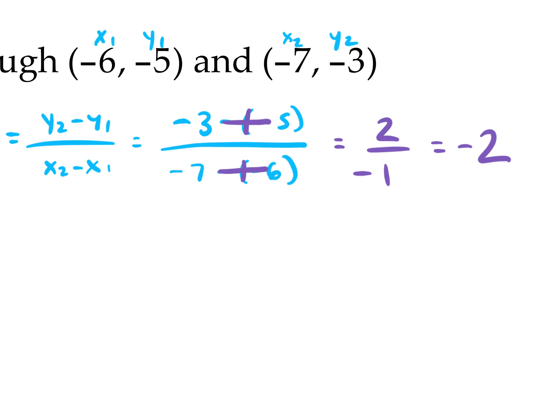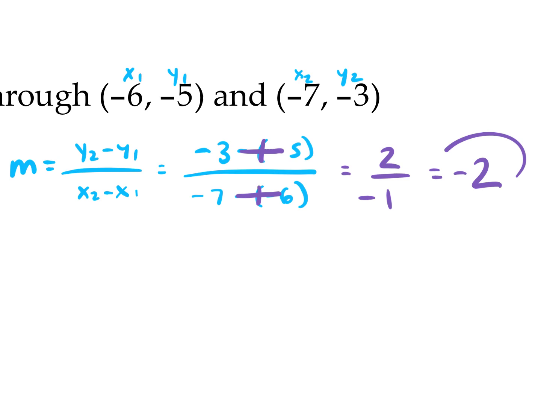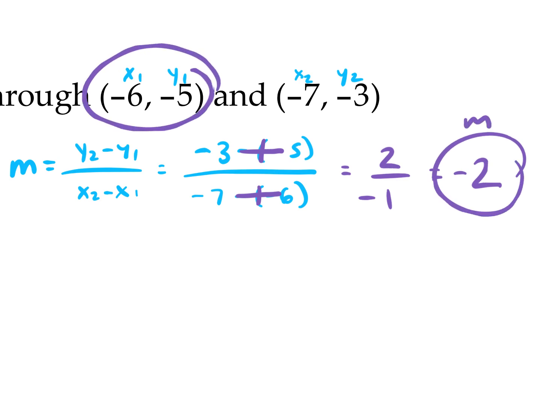So now, do I have a point and the slope? Yep, my slope is going to be negative 2. And I can use either one of these points. I'm going to use the first one just because it's already labeled x1 and y1. So let's plug it in. My equation is going to start with y. What would come next?